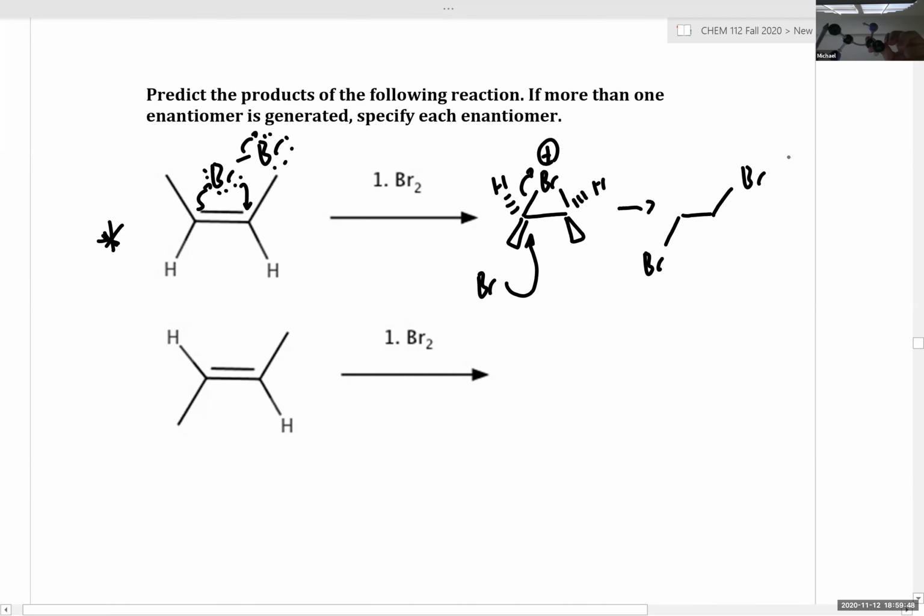Now, where is this methyl pointing? Is this methyl pointing towards us or away from us? Towards us. So we're going to draw a wedge for our methyl group, and the hydrogen is still pointing away from us. Okay, what about this methyl group on the right? Is it pointing towards or away from us? Towards, right? And the hydrogen is pointing away from us. Perfect.